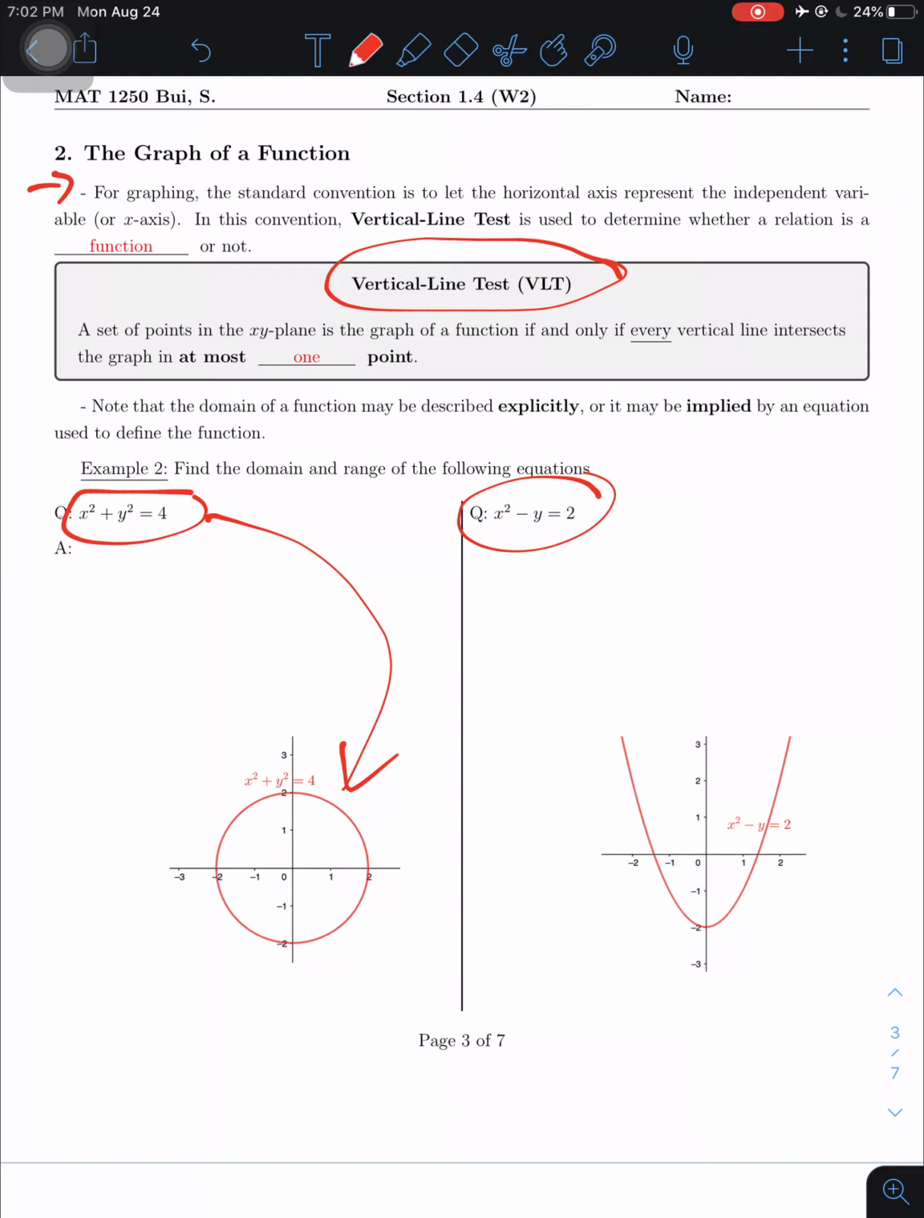Be careful with the word "in" here. It tells you that at most one point, right? So you can only touch your graph once at any moment that you're moving your pen from left to right. If at any point you touch your graph more than once, it's out. It's not a function. Okay? So this is the same thing that I just told you guys from earlier.